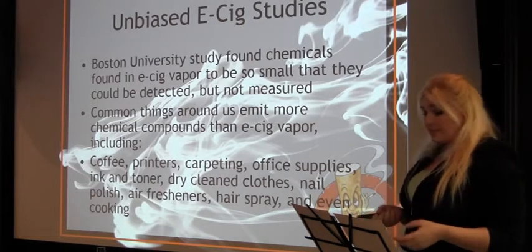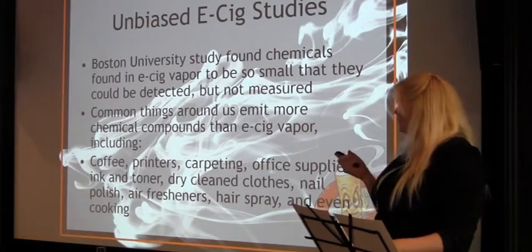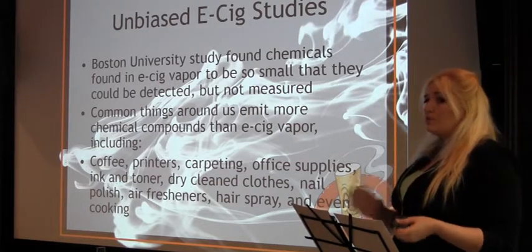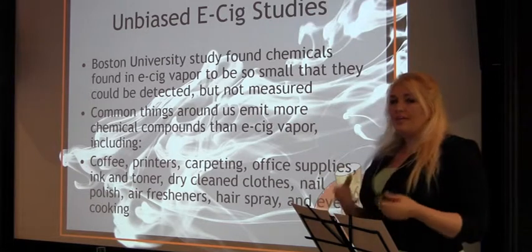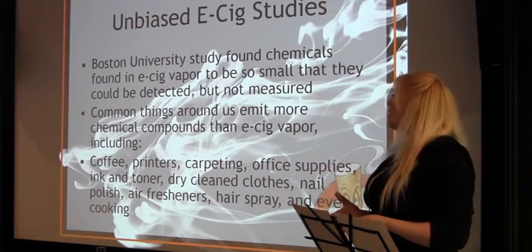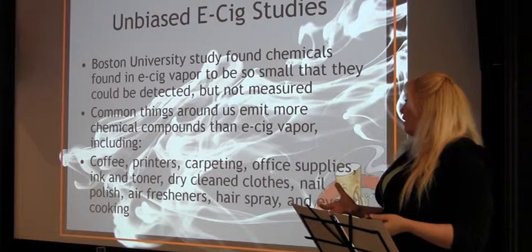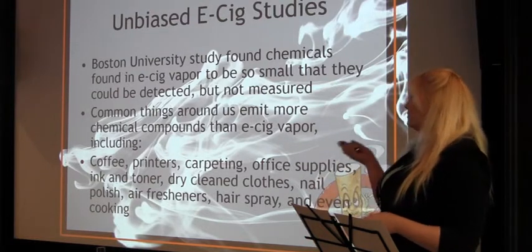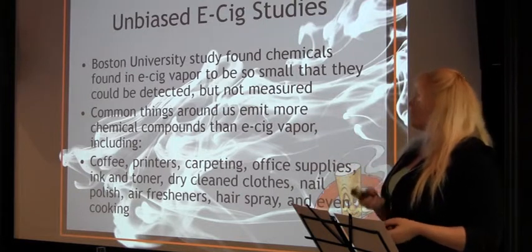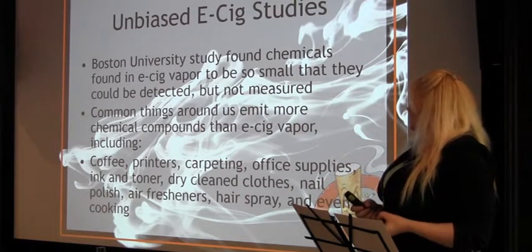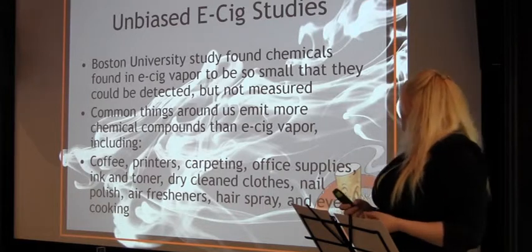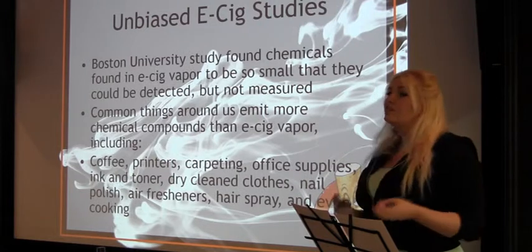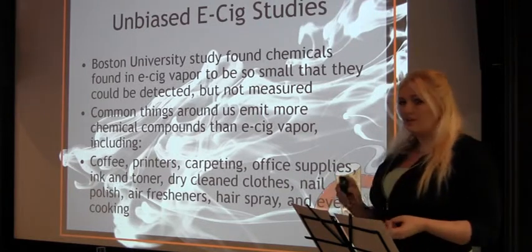But some of the unbiased e-cig studies, Boston University for instance, found that the chemicals used in e-cig vapor are so small that they know that they're there, but they can't measure how much there are. They're just so small. Common things around us emit more chemical compounds than electronic cigarettes, including coffee, printers, carpeting, office supplies, ink and toner, dry clean clothes, nail polish, air fresheners, hairspray, and even cooking gives off more particulate in the air, chemicals and chemical compounds than electronic cigarette vapor.